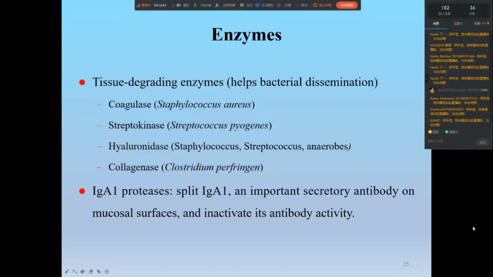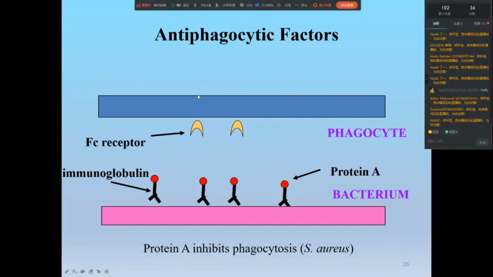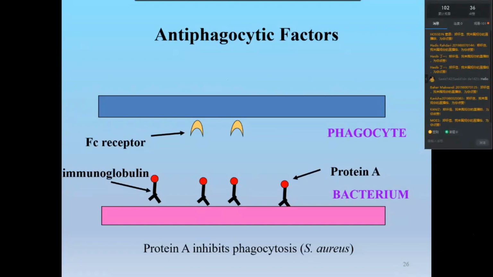Another virulence factor is the anti-phagocytic factors. In our immunology classes, we learned that some of the cells can phagocytize particles, including bacteria and virus, so they can take up those particles and kill them inside the cell. This process we call phagocytosis.